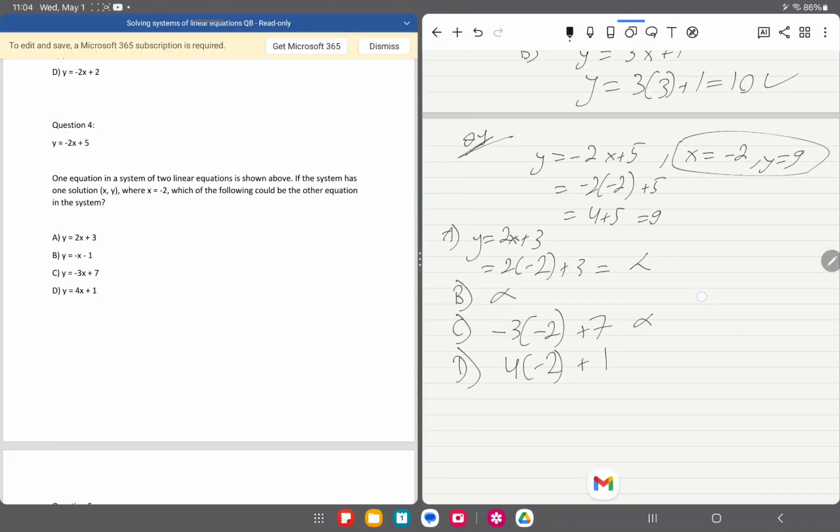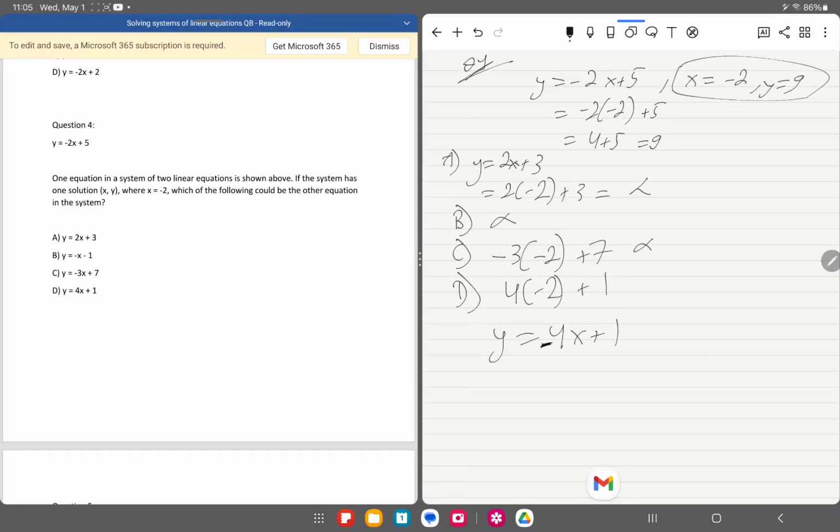Okay, this one has a typing mistake as well. So for y, 4x plus 1. This one must be minus 4x plus 1. So let's try it out. y is equal to minus 4 into minus 2 plus 1. 8 plus 1 is equal to 9. So this one also has it.